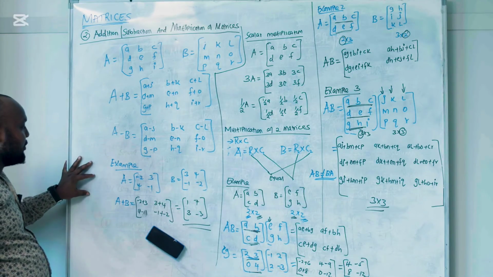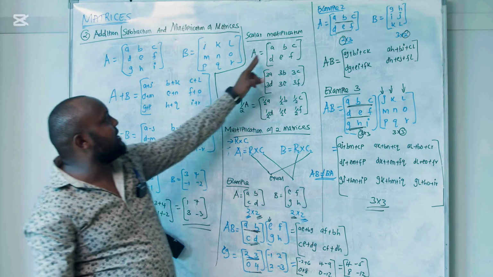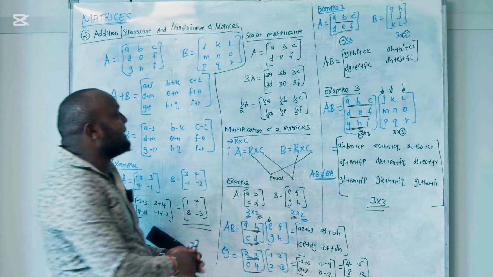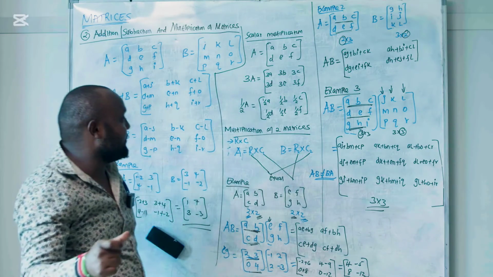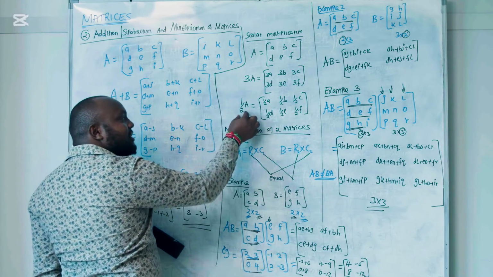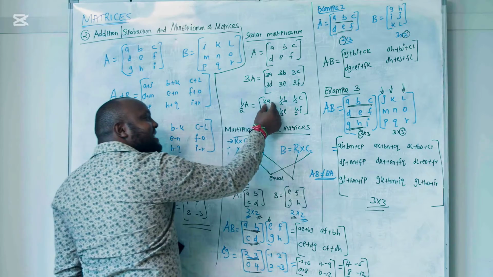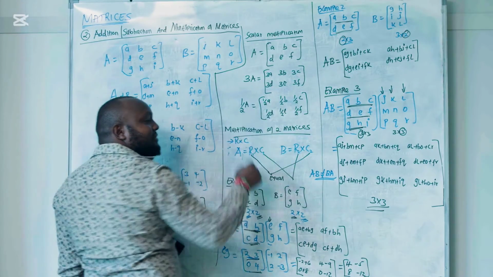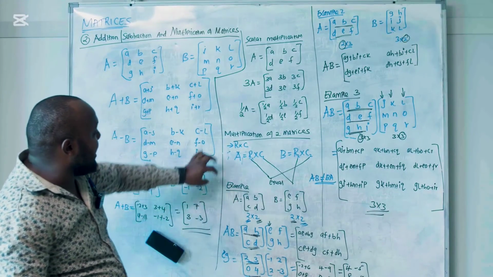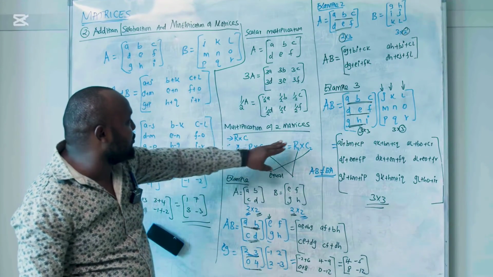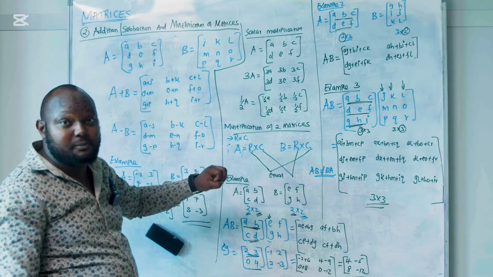When it comes to scalar multiplication, where you are multiplying a matrix with a number, it's the same thing. If it is 3, you multiply each and every element with that number. The same case, even if it is a fraction or negative, you will multiply each number with that value, if it is half. So that's how we solve that one. But the most complex part is when we are dealing with multiplication of matrices.